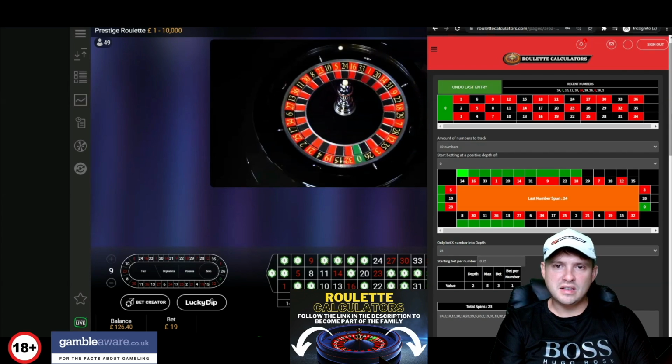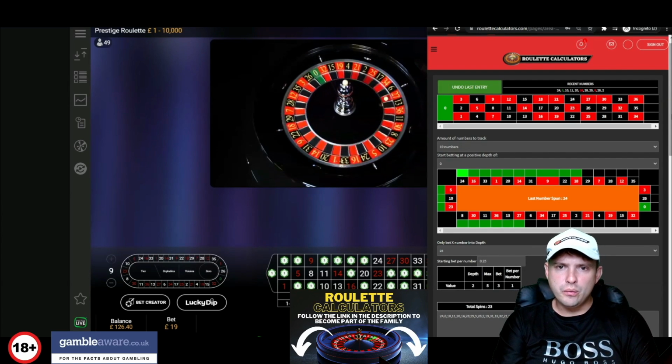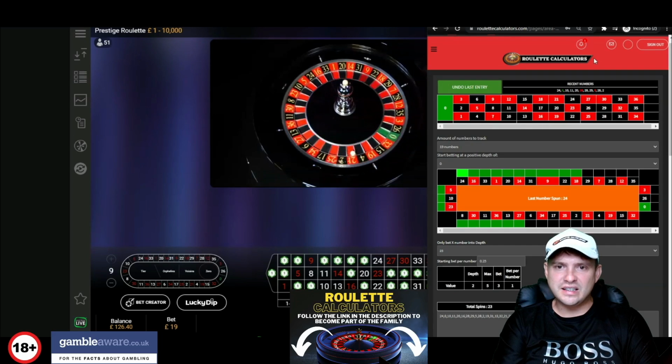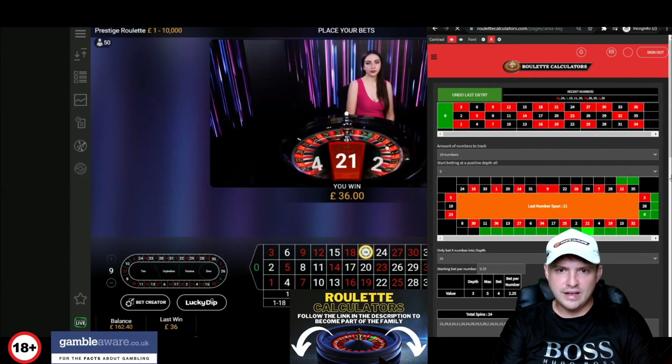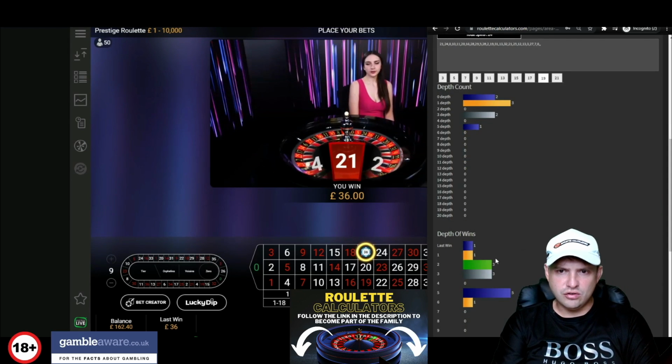And again, remember, these are just tools. It's just showing you what's happening with the dealer's history. So it was right. It went to a depth of 3, so he got the win there. He's up at 162 now.